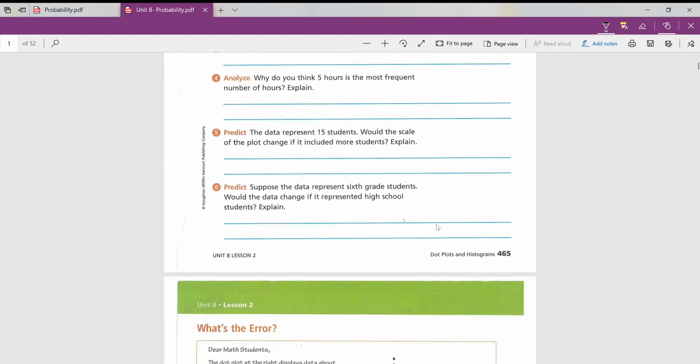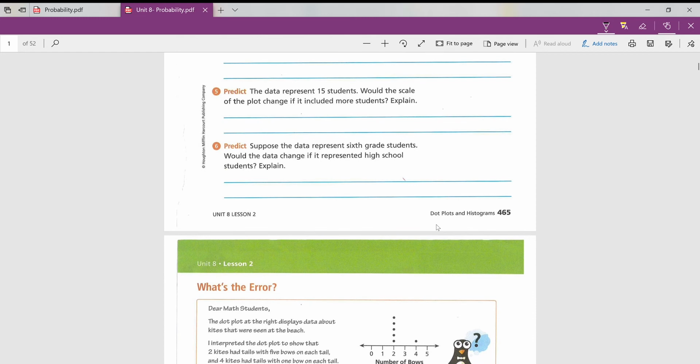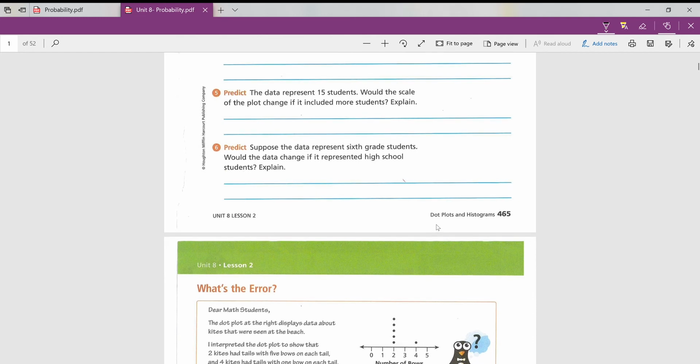So, all right, number 5, we're going to predict. The data represented 15 students in all. Would the scale of the dot plot change if it included more students? And explain your answer.